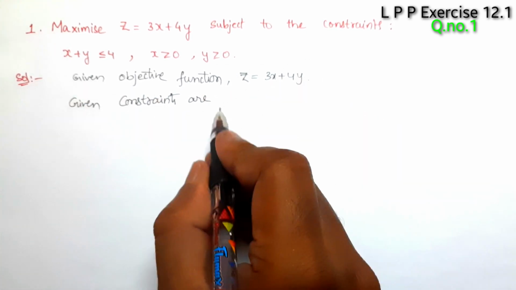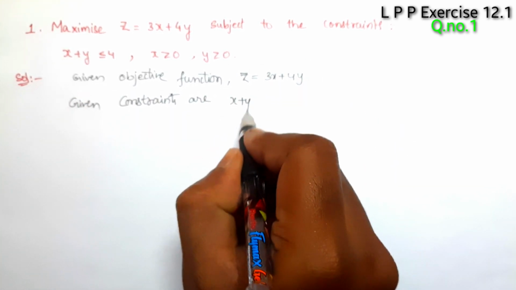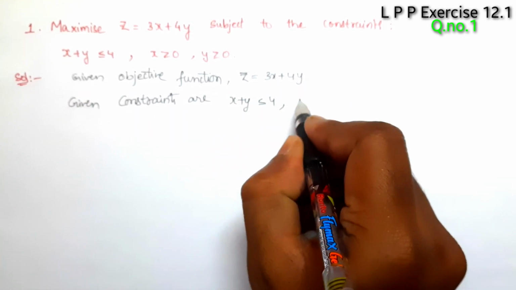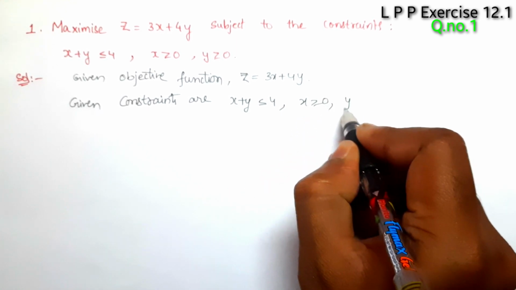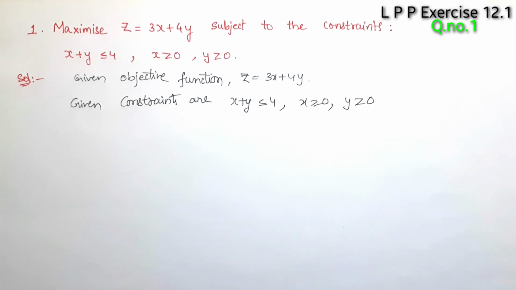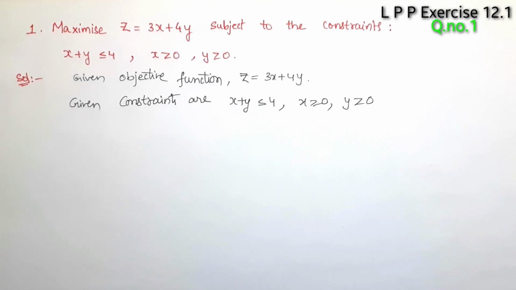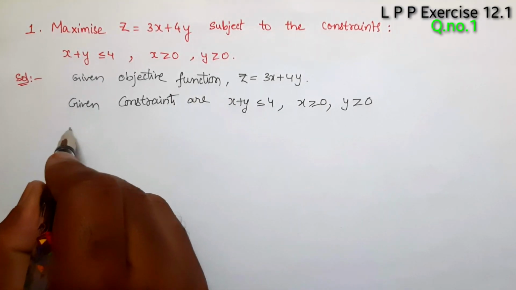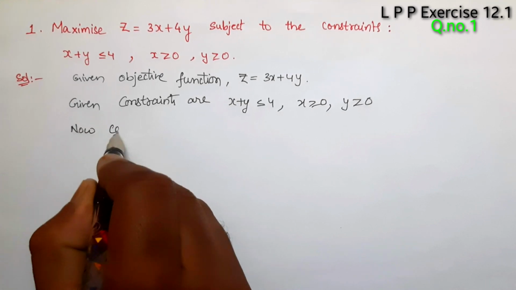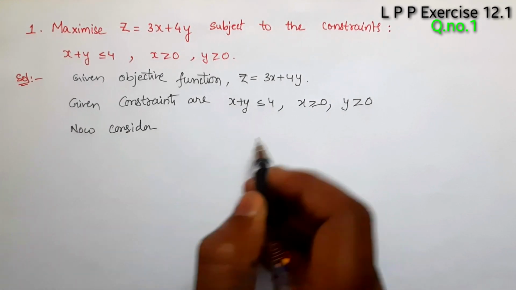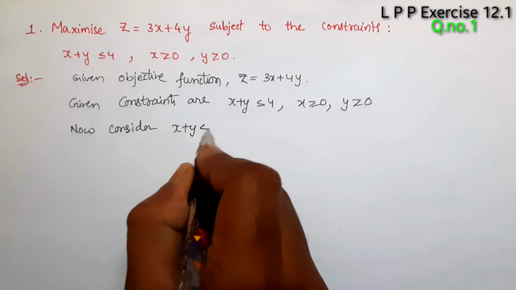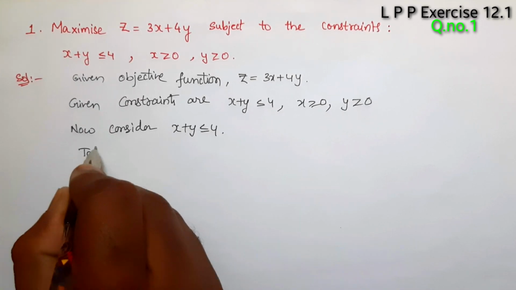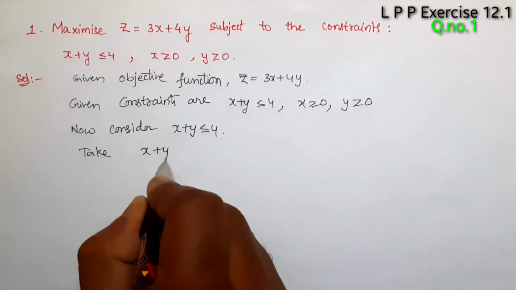whatever they give, we have to write. Those are x + y ≤ 4, x ≥ 0, and y ≥ 0. These are the constraints they have given. After that, we first consider the first inequality, x + y ≤ 4. Take x + y = 4.